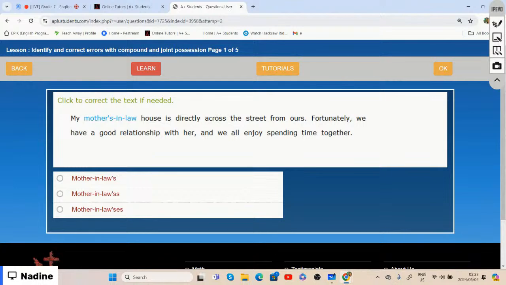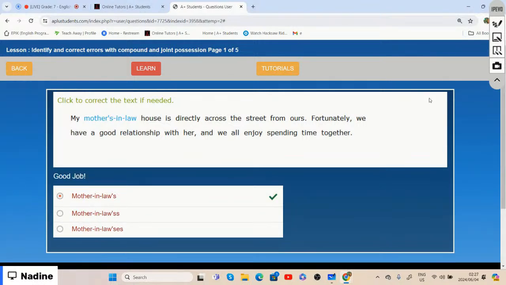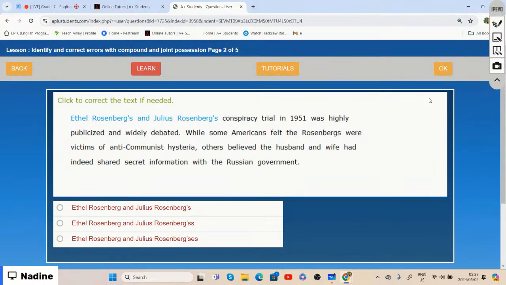All right. So if we were to choose the correct one, then we will say my mother-in-law's, right? So which means that it's going to be option one. Yes. So mother-in-law's. We said that we put the apostrophe at the end. We place it at the end of the noun. So Ethel Rosenberg and Julius Rosenberg's conspiracy trial in 1951 was highly publicized and widely debated.